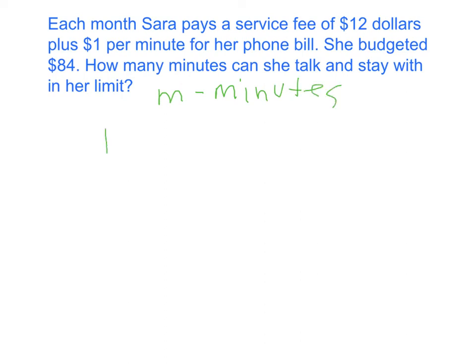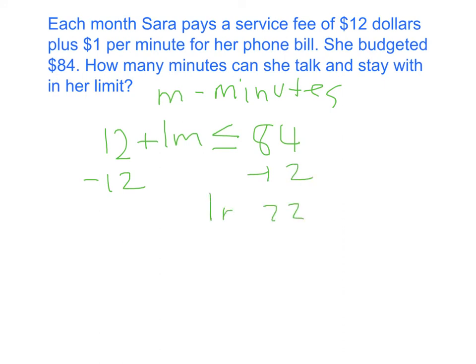So you're going to have the inequality 12 plus 1m has to be less than or equal to 84. So you're going to have to subtract 12. You'll get 1m is less than or equal to 72. And so the end result is m is less than or equal to 72. To graph this, you're going to have a closed circle, and the arrow is going to be pointing down.